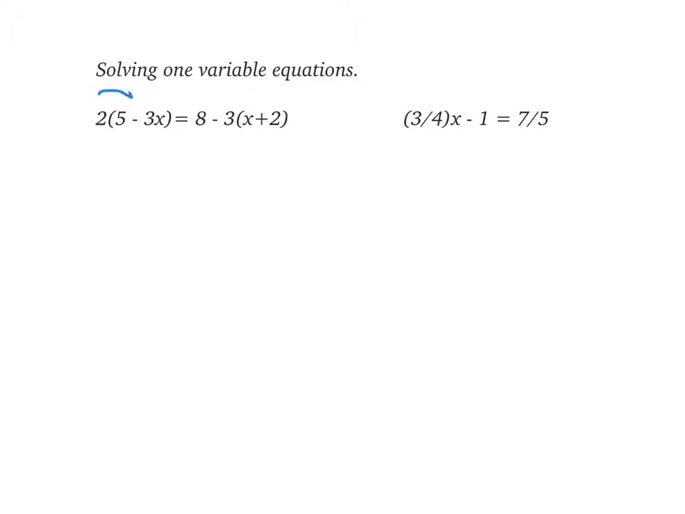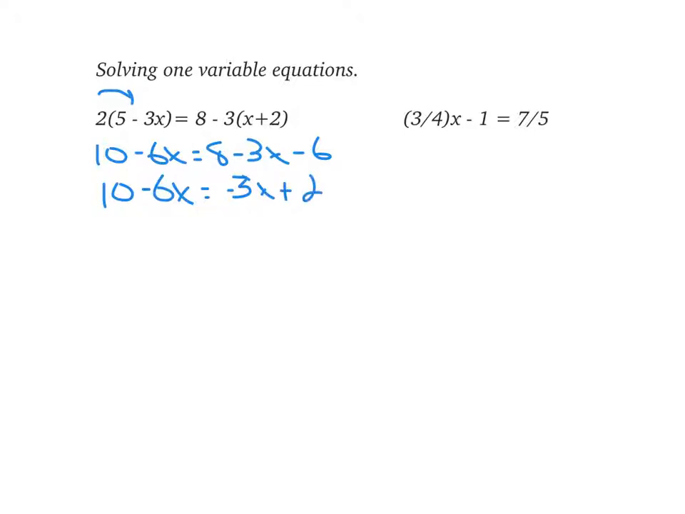This one right here, the distributive property first. 2 times 5, 2 times 6 equals 8. Distributive again, it's a -3, so be careful with your signs. On the left-hand side, nothing to combine. Right-hand side, I can combine the 8 minus 6. That's supposed to be 3, and get 2.